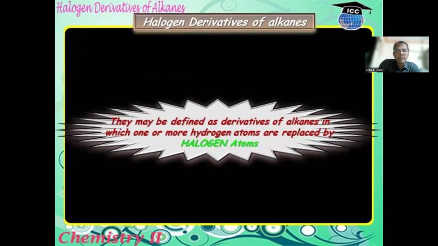So, what is halogen derivative of alkane then? It may be defined as derivative of alkanes in which one or more hydrogen atoms are replaced by halogen atoms. So, from the alkane remove the hydrogen atom and place the halogen atom. That compound will be halogen derivative of alkane.